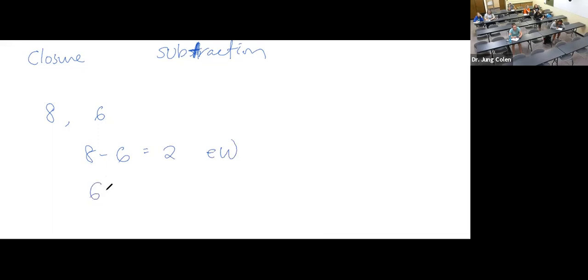Let's look at the other way around. 6 minus 8. What is it? Negative 2. Is it a whole number? No, it's not a whole number. So what do we say about the closure property? It's not closed, right? The closure property doesn't work. And do we even check the commutative property, associative property, identity property? Do we have to check them? We don't even have to check them, because it's not closed in subtraction.